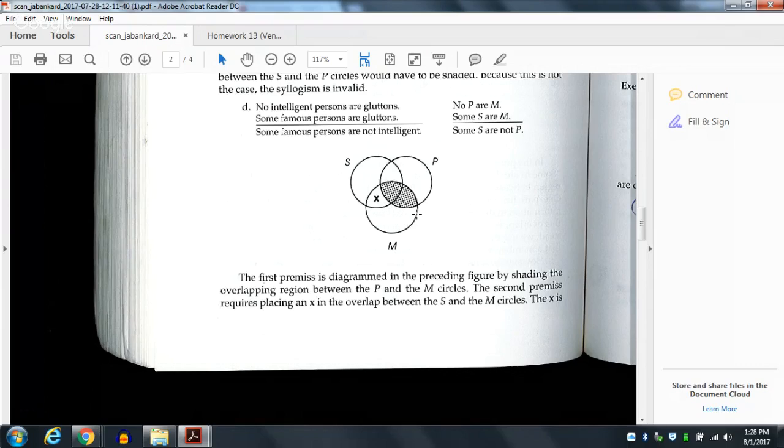Now we've diagrammed the two premises. Now we just look to see if the conclusion follows by necessity. Some famous persons are not intelligent. So we know there's an X here, some famous persons, right? And we know it's outside of the category of intelligence. So there's some X that is both a famous person and not intelligent. So by necessity, we know that the conclusion holds given what's diagrammed in the premises. And because of that, this is a valid categorical argument, right?